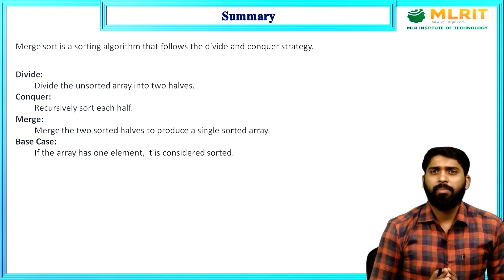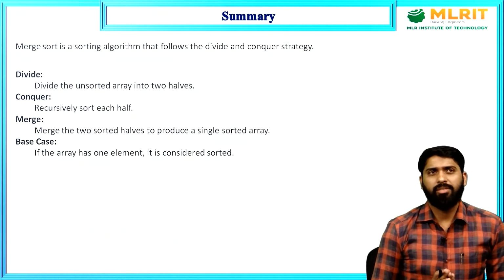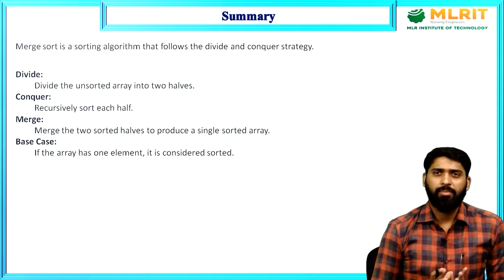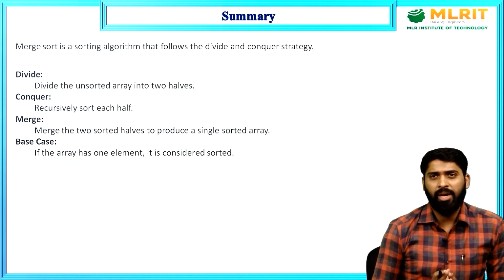So, coming to summary of the session, in this session, we learned about the merge sort algorithm. Merge sort follows the divide and conquer strategy. Divide the unsorted array into two halves. Conquer means recursively sort each half. Merge these two sorted halves to produce a single sorted array. Here the base condition is, if the array has one element, it is considered as sorted.